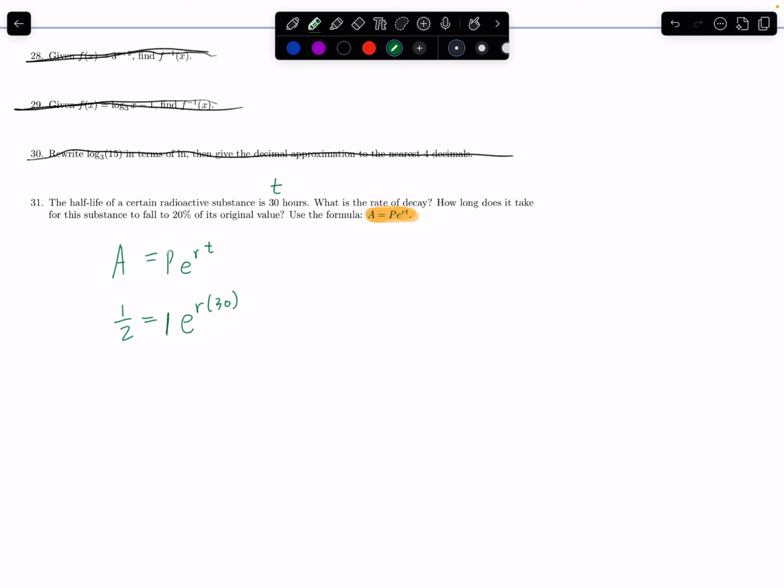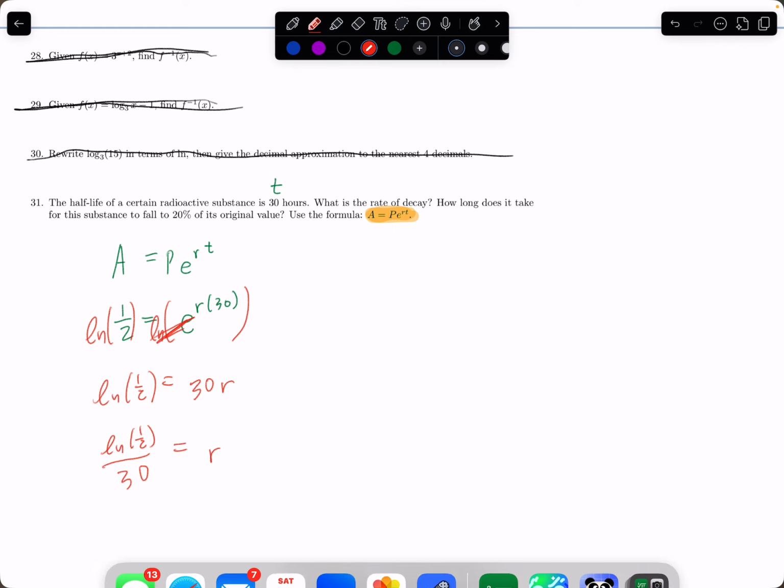How do I solve for R? I want to pull down that exponent. I want to do the inverse, right? So ln both sides. And this one, I don't have to worry about that because it's just 1, right? 1 is just the identity. So I've got ln of 1/2. And ln undoes the e, so I get R times 30, or let's write it like 30R. Divide by 30 on both sides. R is ln of 1/2 over 30.